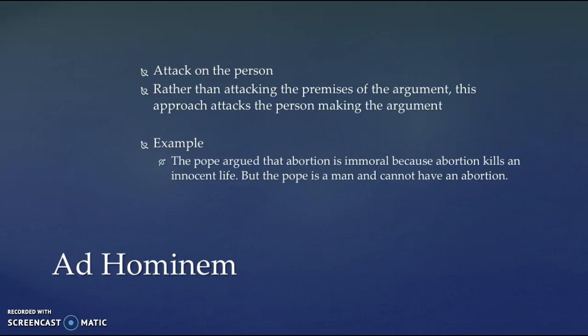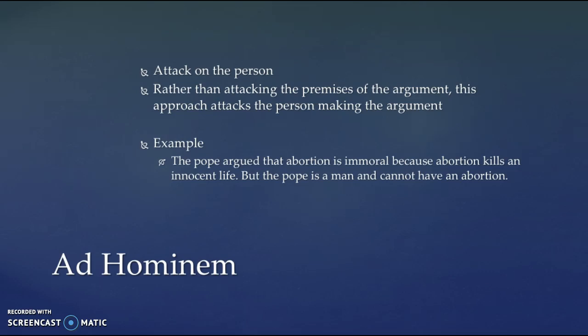An ad hominem argument is an attack on the person. This is these days also called an appeal to the person. I find the language of appeal to the person confusing and awkward. What we're really trying to do is attack the person and the person's credibility rather than attacking the argument or the premises of the argument.